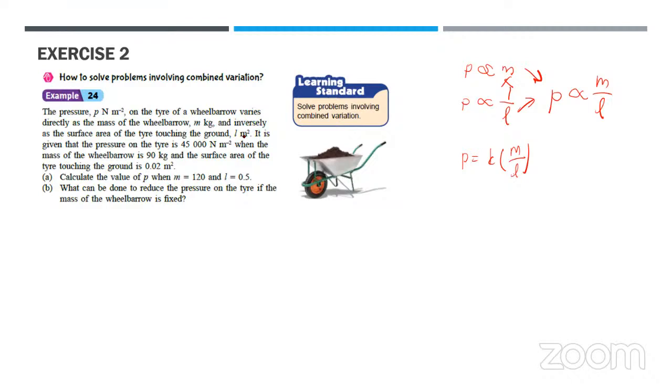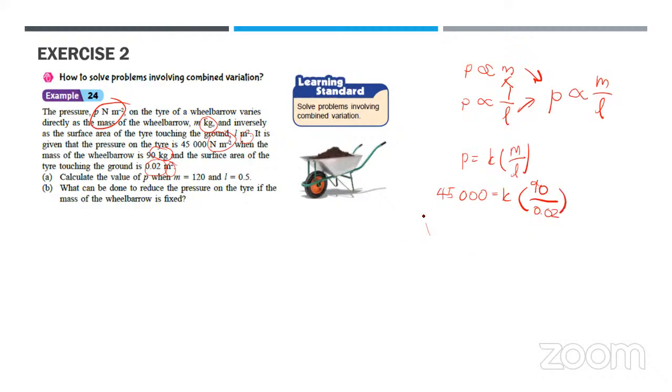Now they've given us some values. So we have the pressure. Make sure that the units line up. They're giving you a very big hint as to which to sub in. So pressure is 45,000 Newton per meter squared is equal to K multiplied by m, which is 90. As you can see, the units here are the same, so you don't have to do any conversions. So it's 90 divided by the surface area, which is 0.02.